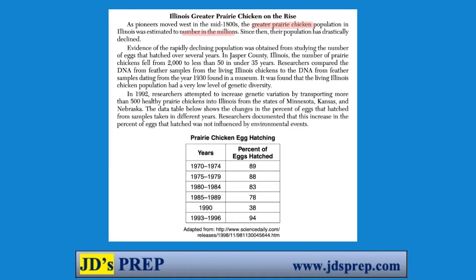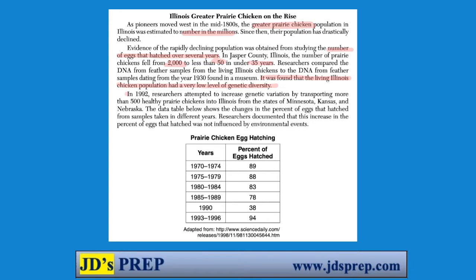So the rapidly declining population, evidence to support that was obtained by studying the number of eggs that hatched over several years. In this county, the number of prairie chickens fell from 2,000 to less than 50 in under 35 years. Researchers compared the DNA from feather samples from the living Illinois chickens to the DNA from feather samples dating back to the year 1930, and it was found, this is key, that the living Illinois chicken population had a very low level of genetic diversity.